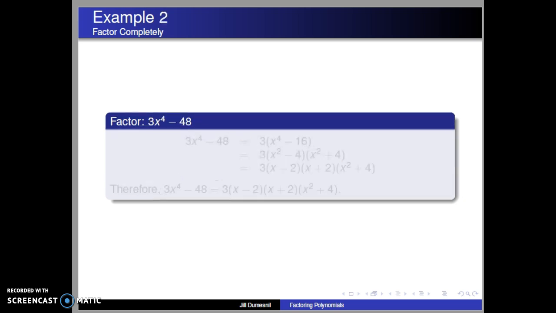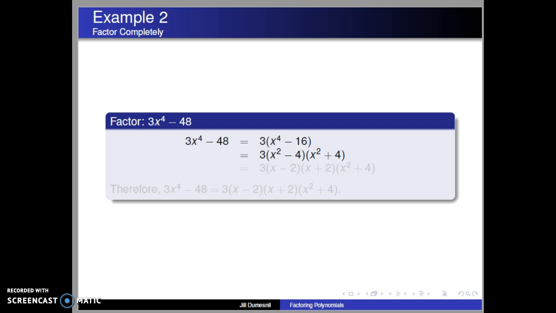For example 2, let's factor 3x to the 4th minus 48. We notice a common factor of 3, which we can factor out, leaving a factor of x to the 4th minus 16. X to the 4th minus 16 is a difference of squares, which can be factored as x squared minus 4 times x squared plus 4.